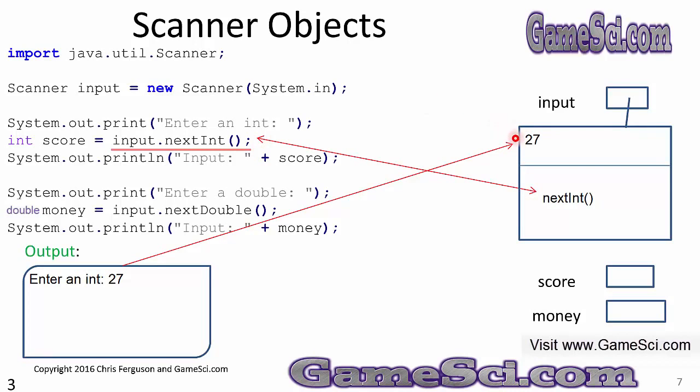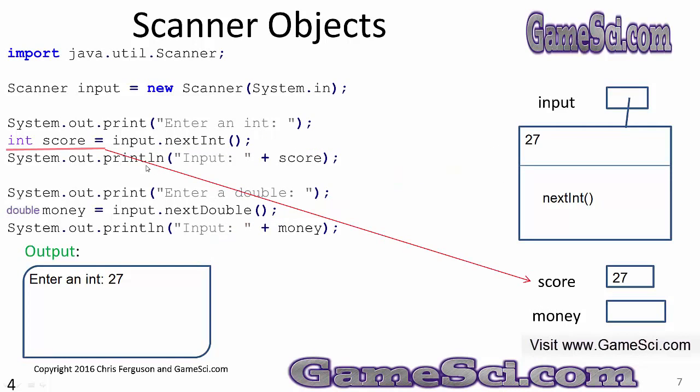So the 27 comes back from the input object and gets assigned to the variable score. So I'm asking the user to enter the score. So score is assigned 27. I put a 27 in the variable score. Notice the direction of the arrow. The equal or assignment operator says take this value that input.nextInt returns, assign it to the variable score, and you can see it gets written to memory here.